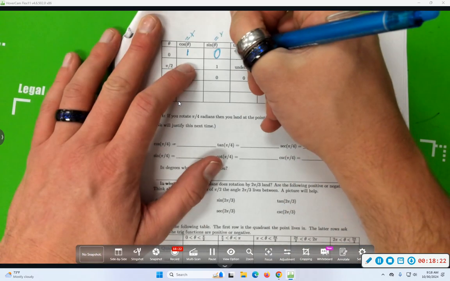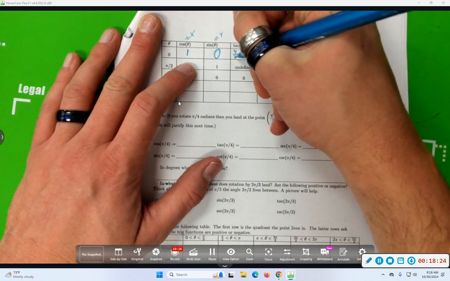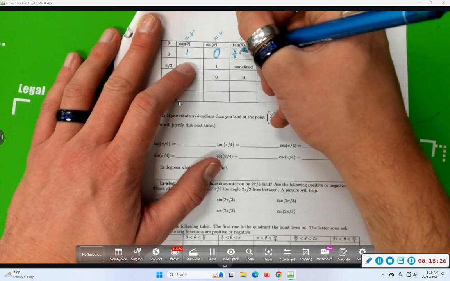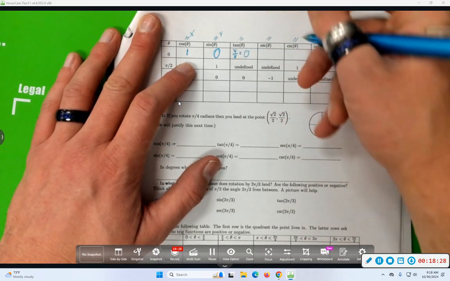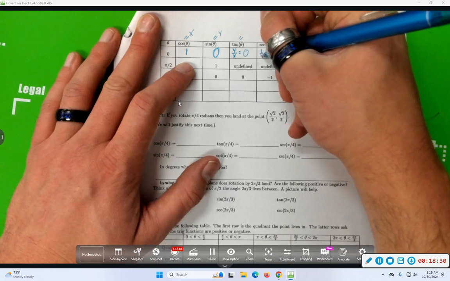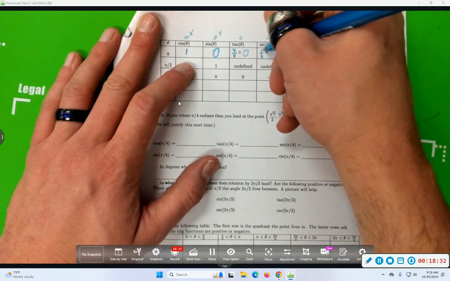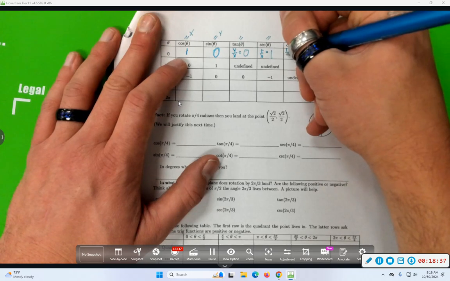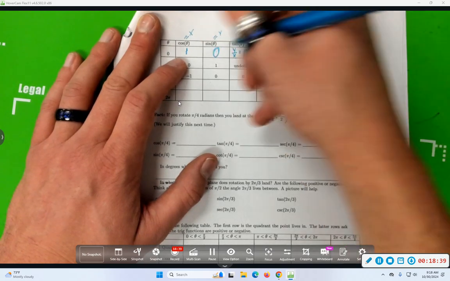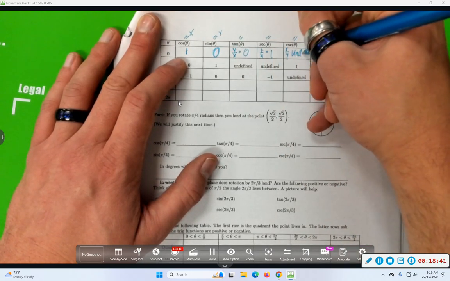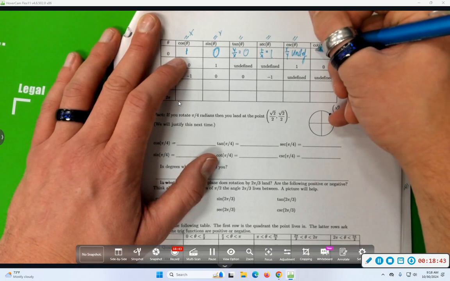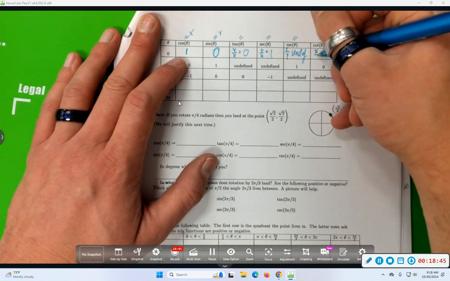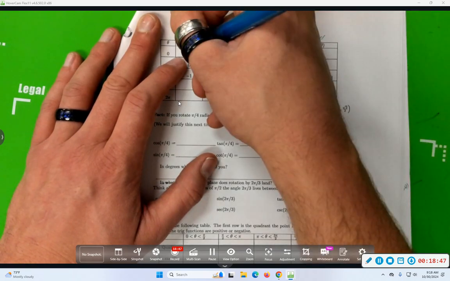Tangent is the y-coordinate divided by the x-coordinate. Looks like that's 0 over 1. Secant is 1 over the x-coordinate. So that's 1 over 1. Cosecant is 1 over the y-coordinate. That's 1 over 0. Cotangent is x over y, is 1 over 0.